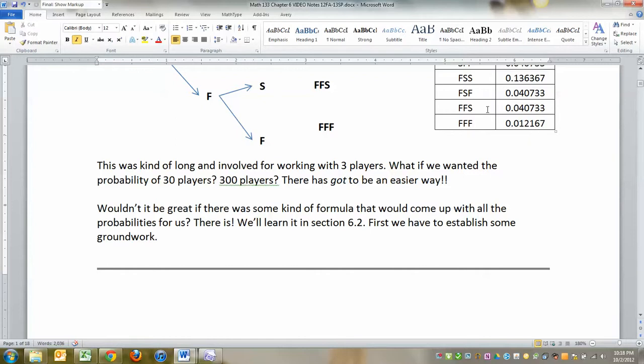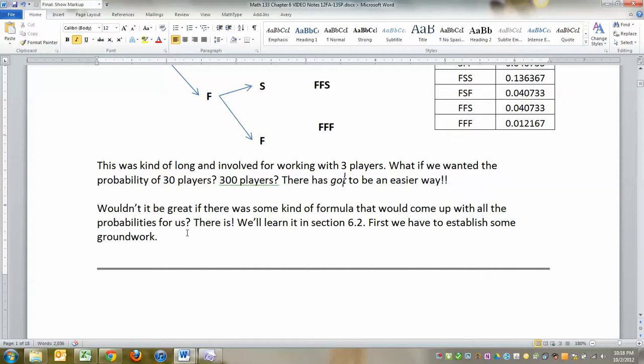Seriously, it would just be huge. Actually, it would be astronomically huge, because it'd be 2 times 2 times 2, 30 times, which is a really big number. What about 300 players? Ugh, right? There's got to be a better way. Not to sound like an infomercial, but there really has to be. And the answer is there is.